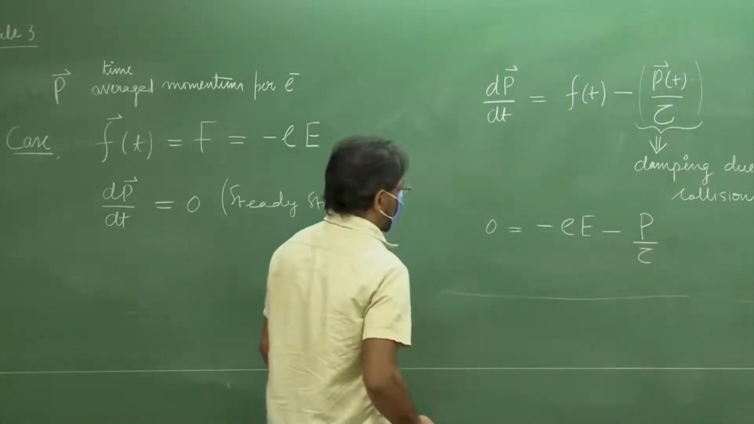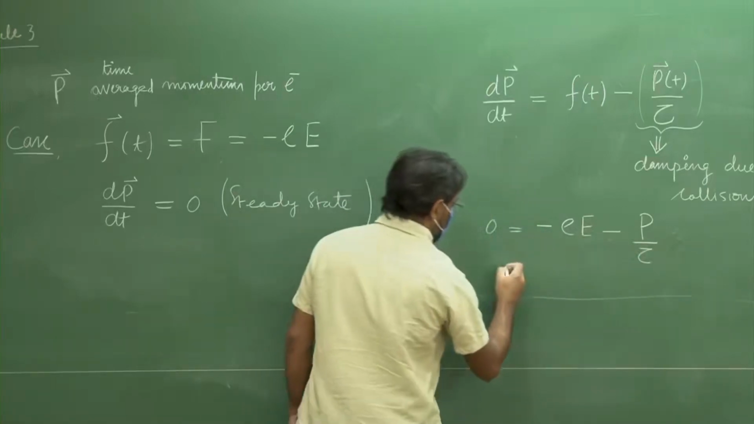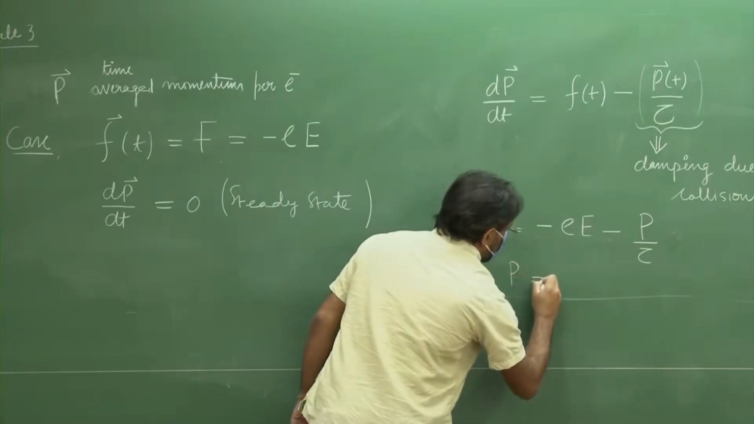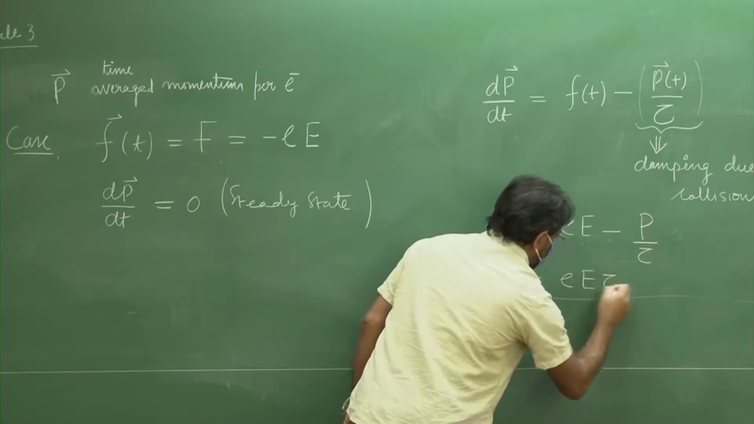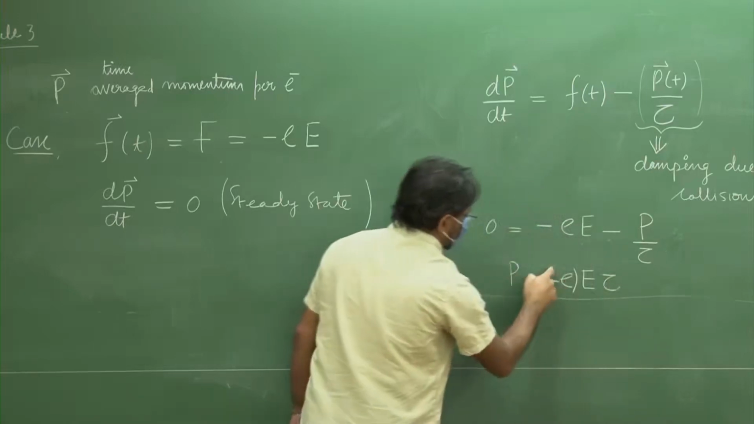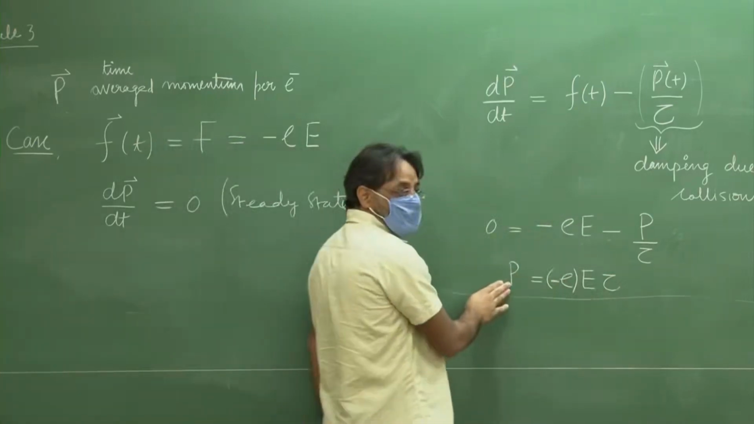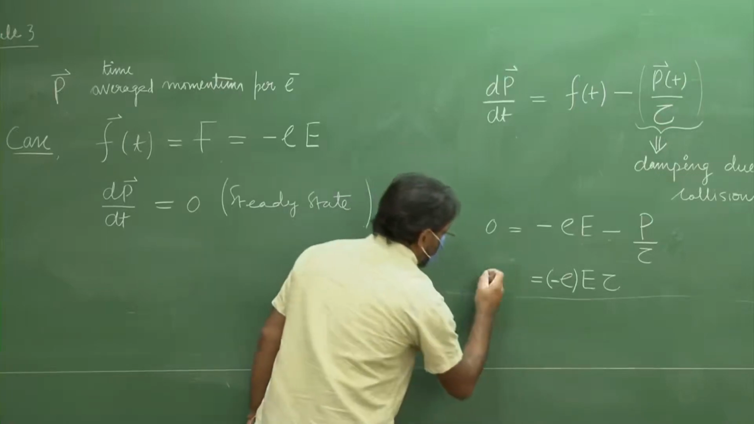Right now you can rearrange them. You can bring this guy here, and so you'll get P equals E tau with a negative sign, and this negative sign is coming precisely because you have an electron sitting over here. Now you can write P as mv, right? So you can write this as mv.